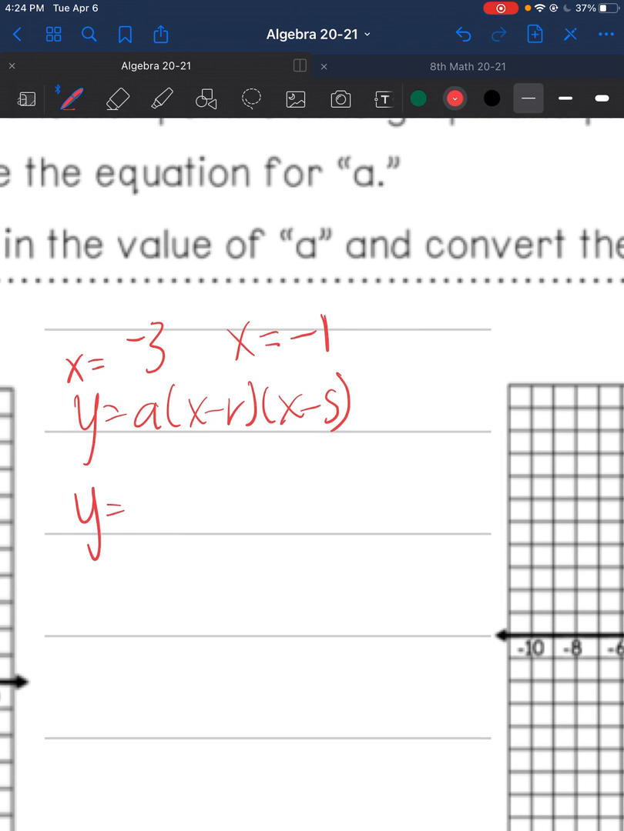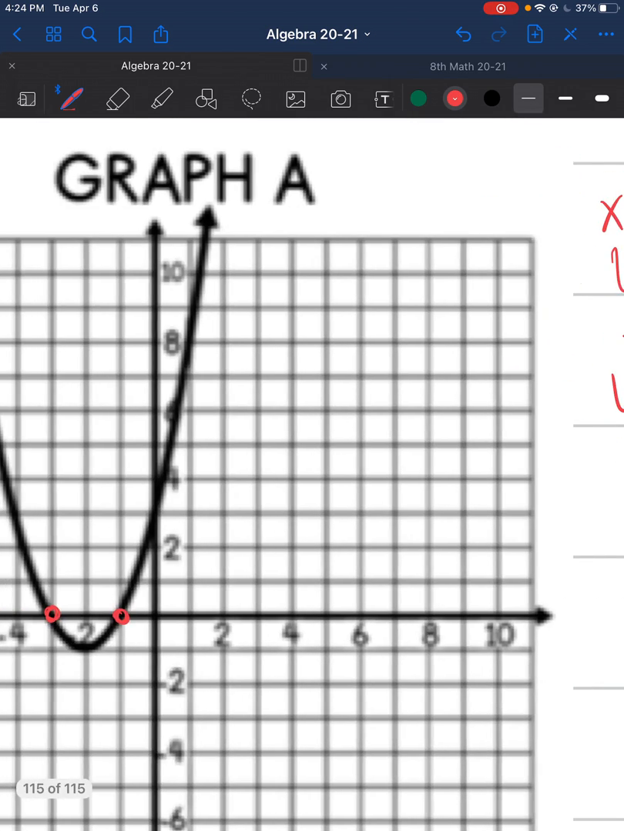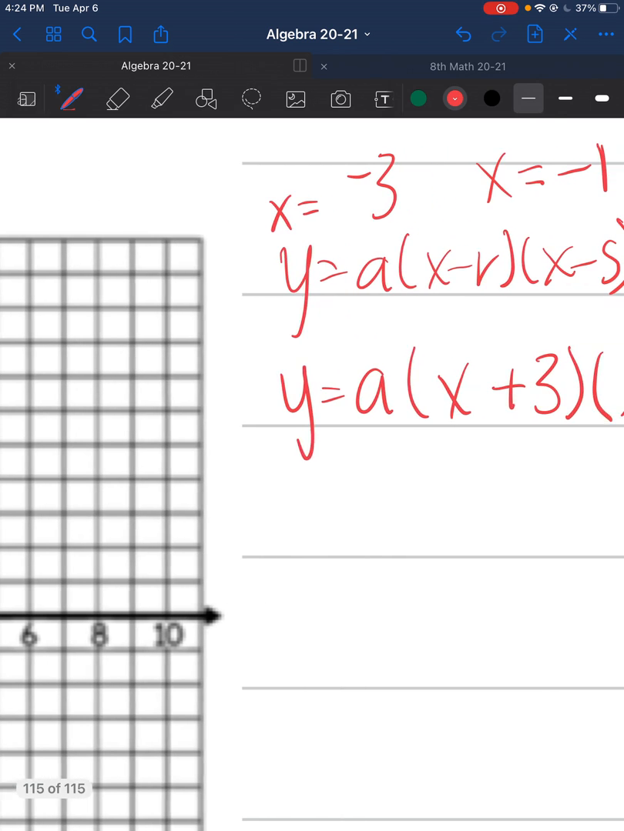So y equals a times x, and the negative sign means really change the sign. If I have a zero of -3, a negative and a negative make a positive, so x plus 3. Same thing here, x plus 1. Now we're set up to pick an x and y to solve for a. I'm going to try to find an easy number. I like this one because I know one of my numbers is going to be 0. That point is at 0, 3. So I'm going to use 0 everywhere there's an x and 3 everywhere there's a y.